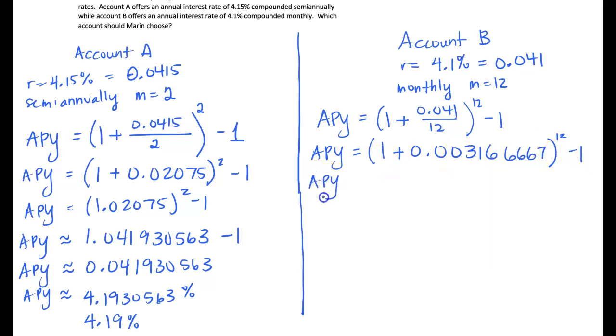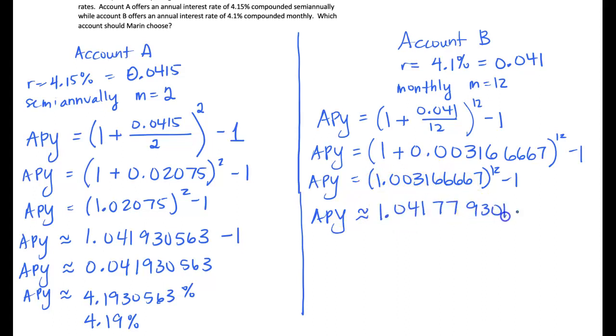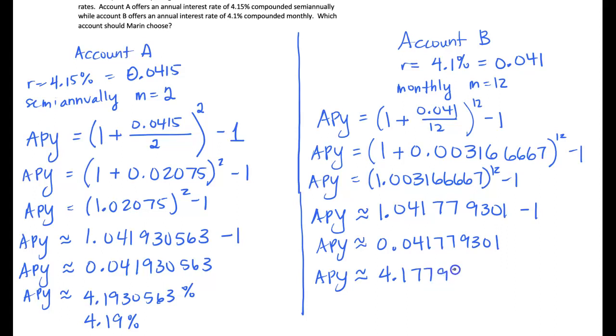Adding the 1, we get 1.003416667 to the 12th power minus 1. Going to the 12th power, we find a decimal of 1.041779301 minus 1. And then subtracting the 1, we find out that we have 0.041779301. Or converting it to a percent, we get 4.1779301%, or about 4.18%.